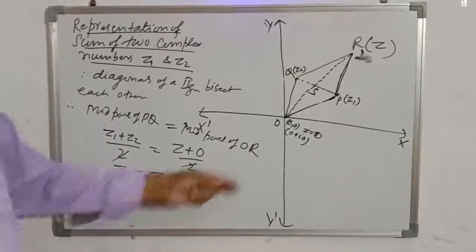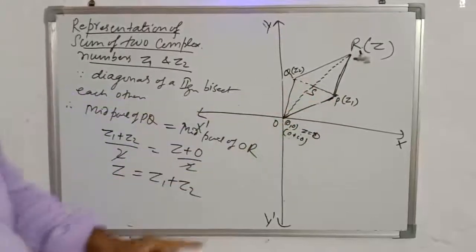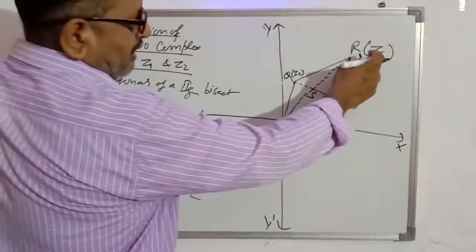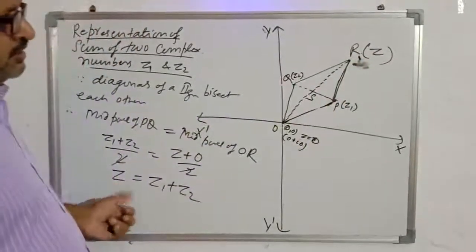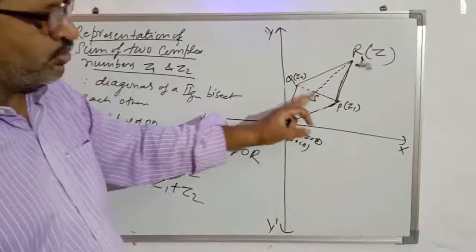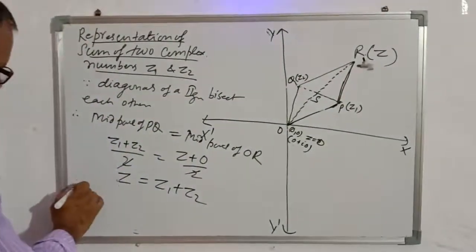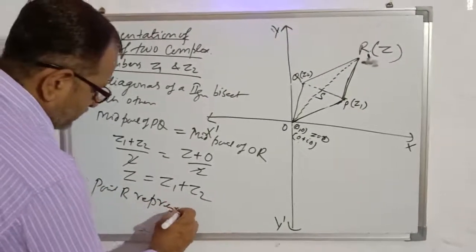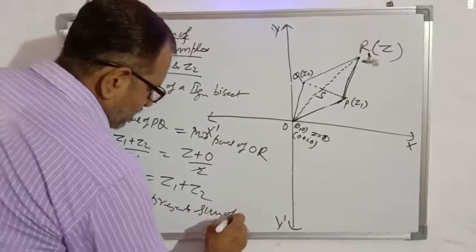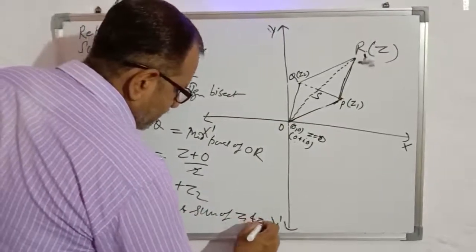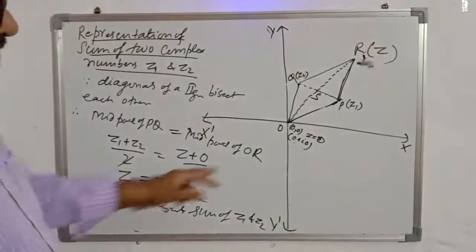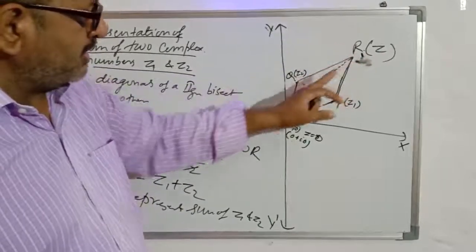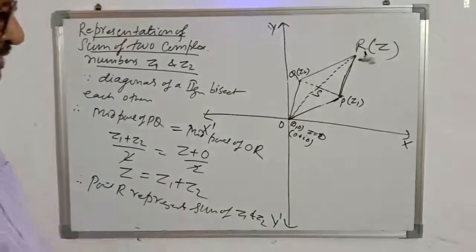Z1 plus Z2 means the sum of these two complex numbers. So the sum of these two complex numbers is represented by Z. And what is the corresponding point of Z? R. So point R represents the sum of the two complex numbers Z1 and Z2. Z is the complex number and its corresponding point is R. So R represents the sum of Z1 and Z2.